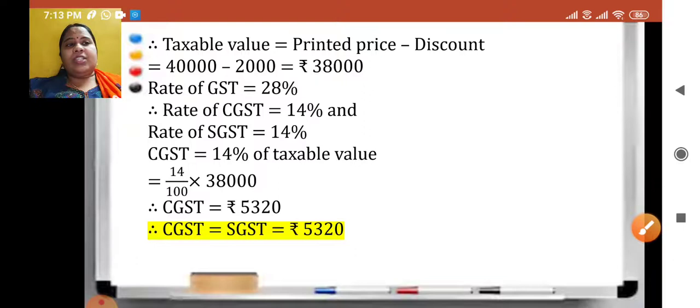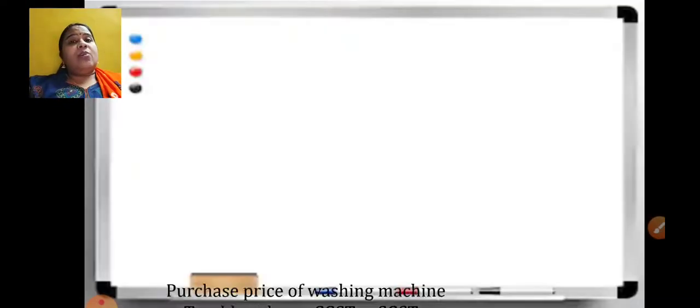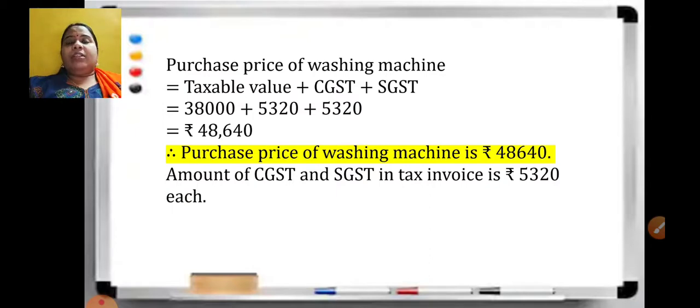So CGST and SGST have been calculated as 5,320. Printed price or taxable amount, we know that it is, yes, how much? 38,000. So the purchase price of the washing machine will be, as I have told you in the previous slide also, taxable value plus CGST plus SGST. So it comes to 48,640. I hope this sum is clear. Purchase price of the washing machine is 48,640 and the amount of CGST and SGST in the tax invoice will be 5,320 each. Okay. So I hope this 7th sum is also clear to you.